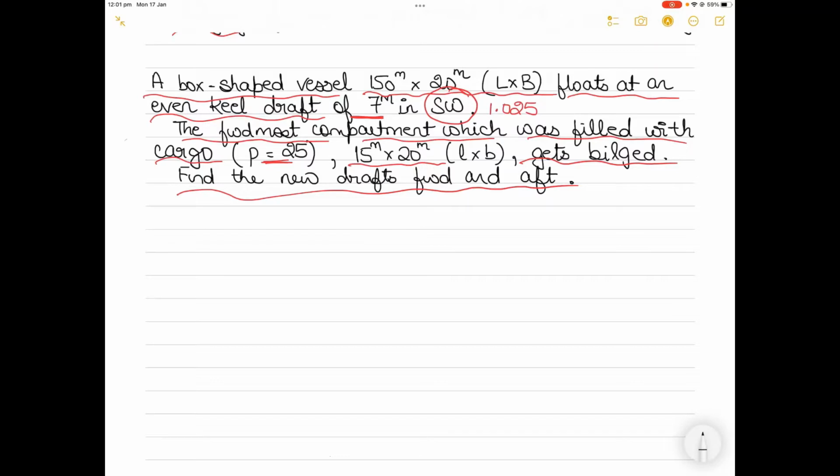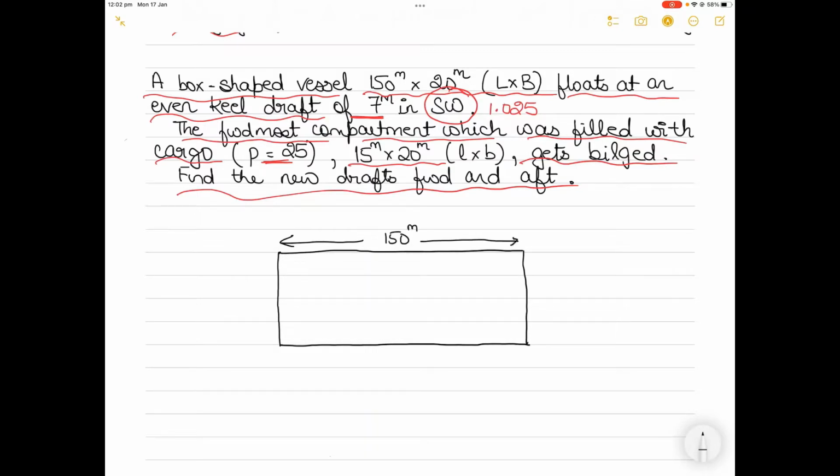All right, so let's draw the diagram. You must always draw diagrams. So let's draw a box shaped vessel. Very simple, a box shaped vessel which is a rectangle. All right, so my drawings are anyway not very great, but you can draw maybe much better than I do. All right, so I've got a box shaped vessel here. The length of this compartment is 150 meters. I will have to draw two of these diagrams. I'll tell you why later on.